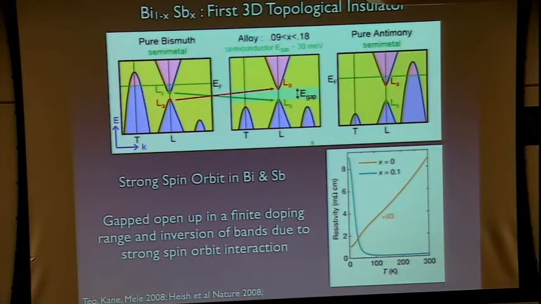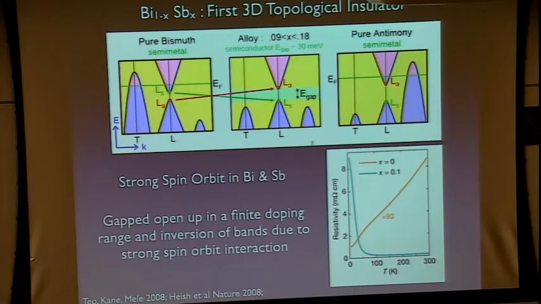Okay, good. So let's talk about TI. This is the first example of a three-dimensional TI. This goes back to the work of Kane and Mele, realizing that pure antimony and pure bismuth have an inverted band structure relative to one another, and proposing that there was a range of alloy that you could make where you bring this inverted band structure together such that you have basically a small band gap semiconductor.